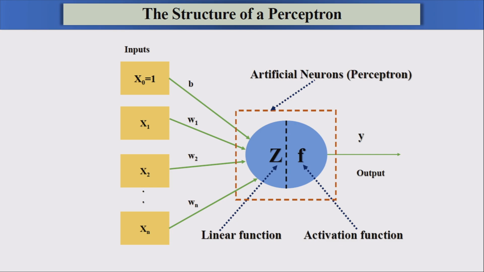And b, w1, w2, wn, we say, are the weight functions. These are the weight functions. When these inputs are combined with the weight functions, they go to our artificial neurons. These artificial neurons will always be in the hidden layer. And it calculates the linear function and activation function. The linear function we have to choose depending on the input data.